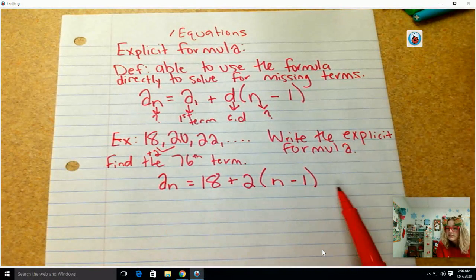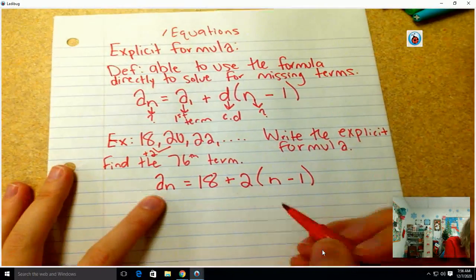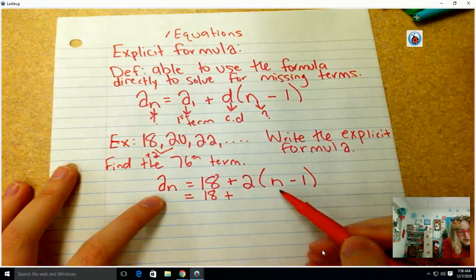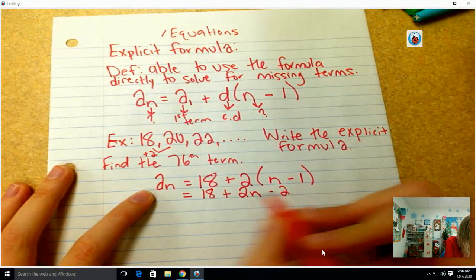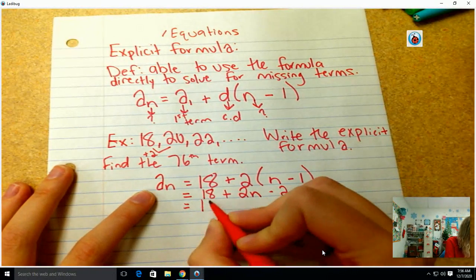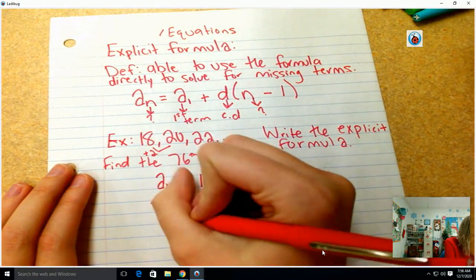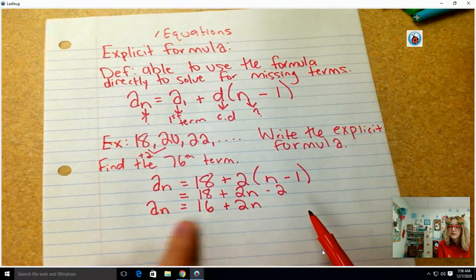So this would technically be the explicit formula, but I recommend going a step further and simplifying it a little bit more, just so it's easier to work with. So I'm going to have 18 plus, I have to distribute my 2 in there, 2n minus 2, and then combine like terms. So 16 plus 2n. So a_n is going to equal 16 plus 2n. This right here would be my explicit formula.